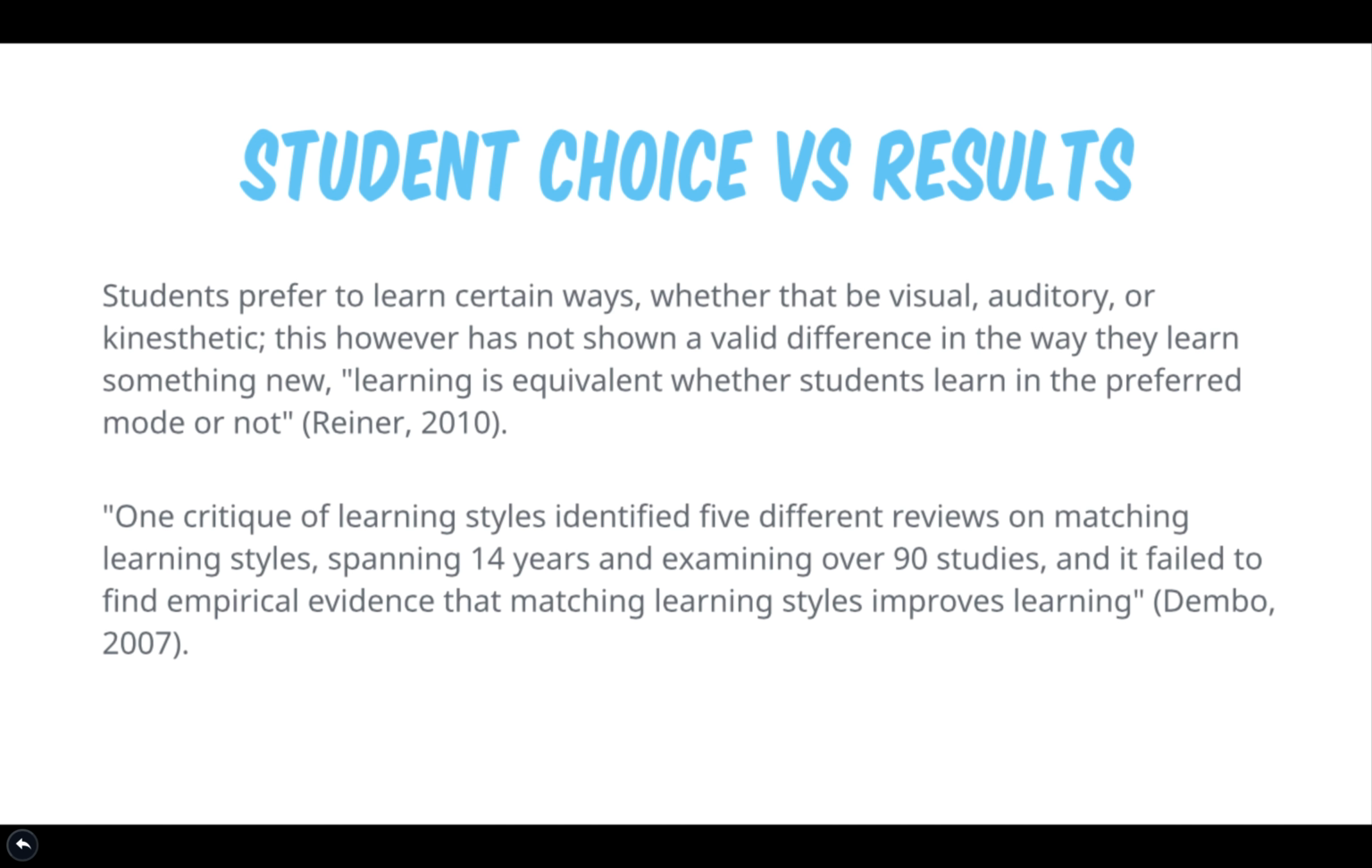One critique of learning styles identified 5 different reviews on matching learning styles, spanning 14 years and examining over 90 studies, and it failed to find empirical evidence that matching learning styles improves learning. So just because they prefer a learning style does not mean they're not going to learn if they use a different type of learning style. They will still learn, it just might not be their preferred choice. There's no evidence saying that they won't learn, and there's no evidence saying that they will learn better.